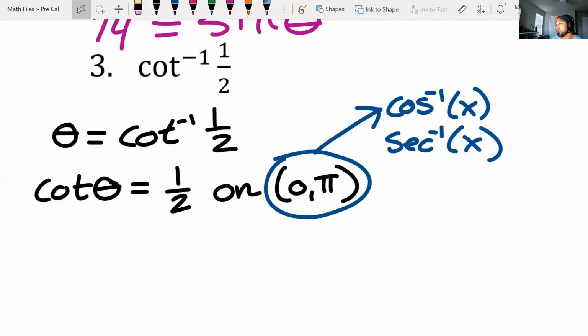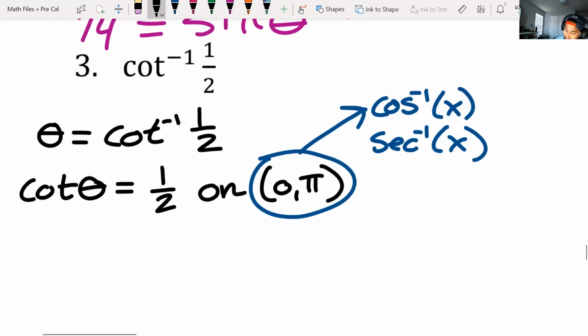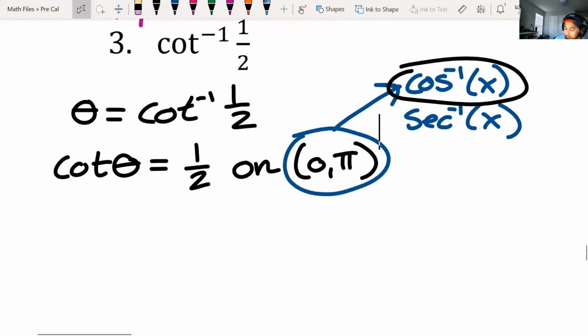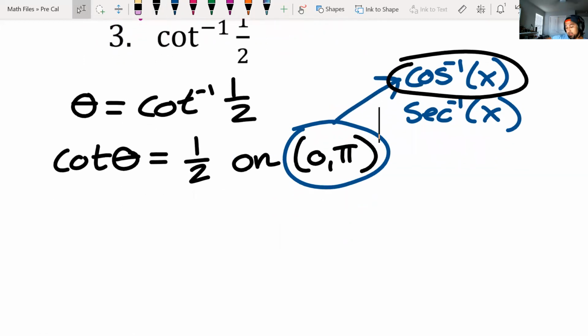Super fun time. I would choose the easier looking function. So we're going to go with cosine. But in order to change cotangent into cosine, we're going to have to use our unit circle.